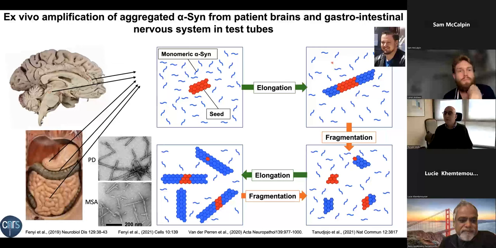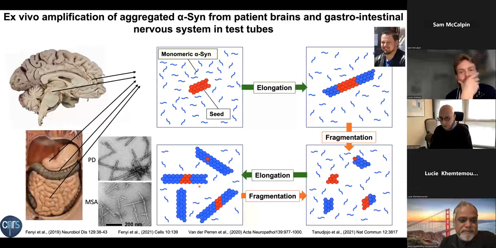So Alexis Fenyi in my lab implemented a method inspired from the PMCA method, the protein misfolding cyclic amplification method that was originally designed for PrP amplification in brain homogenate. So here we are amplifying aggregates from the brain homogenate of patients or from the gastrointestinal tract of patients in the presence of pure alpha-synuclein, generating fibrils and characterizing these fibrils.